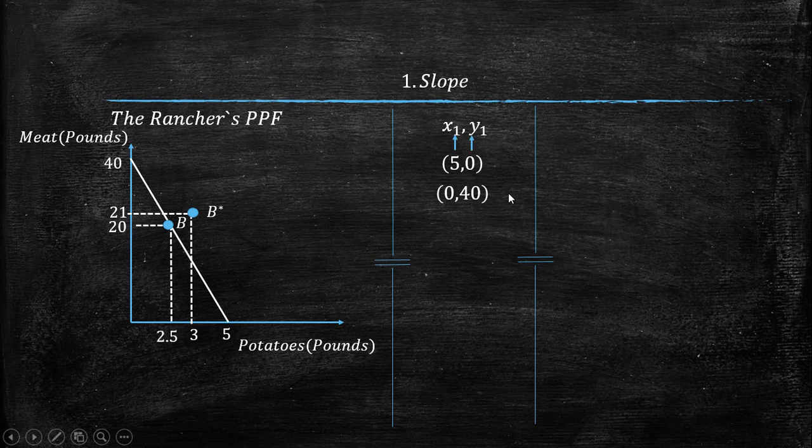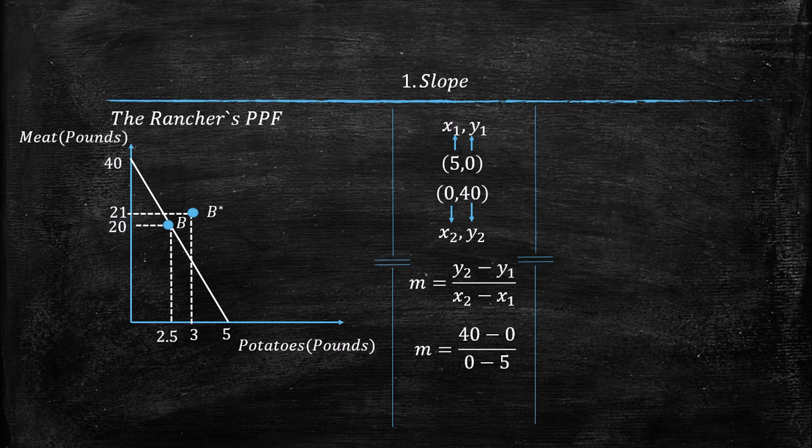So this one is x1 and y1, and this one is x2 and y2. This is the function of slope, which is the numerator, the change in y, and the denominator, the change in x. So we just replace our values, and we have that our slope is -8.